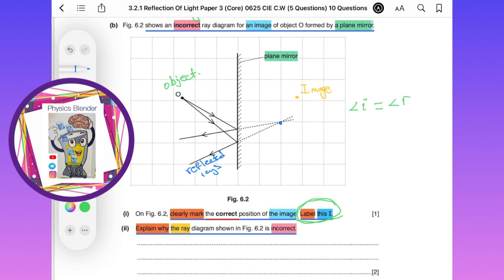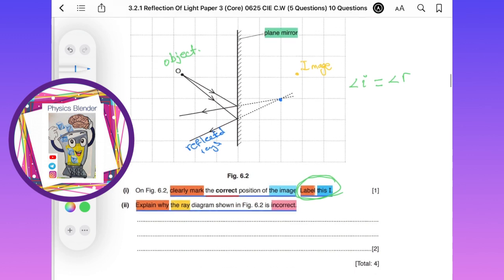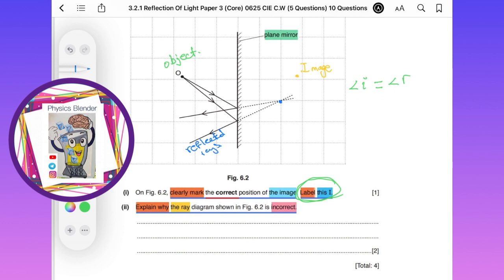Question 1, he's asking you to explain why the ray diagram is incorrect. What's wrong here? You have to mention that the image is not at equal distance behind the mirror, and if you draw here a normal, you will find that the angle of incidence and reflection are not the same. So the object and the image are not at the same distance, and angle of incidence is not equal to angle of reflection. So you have to write these 2 points here.